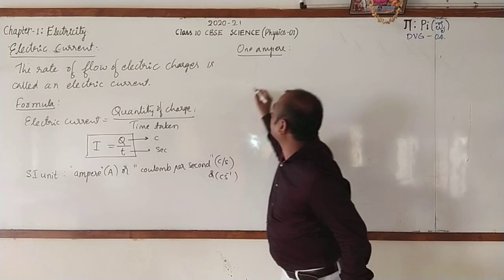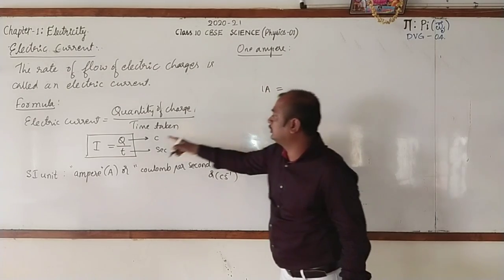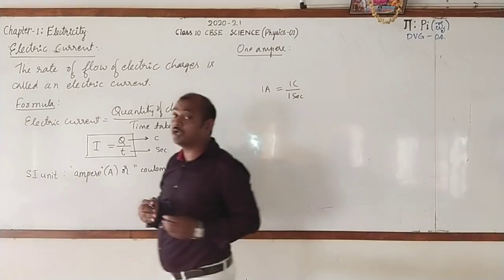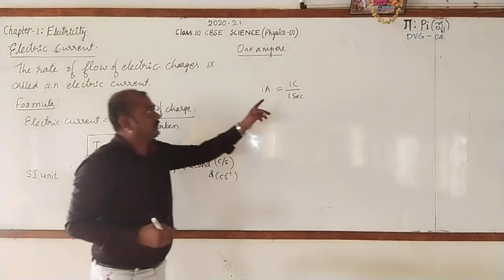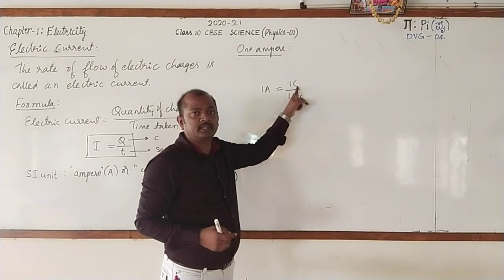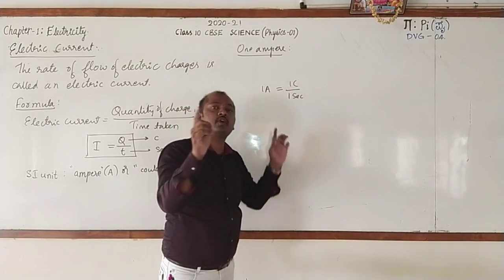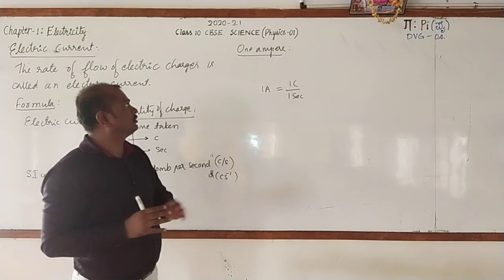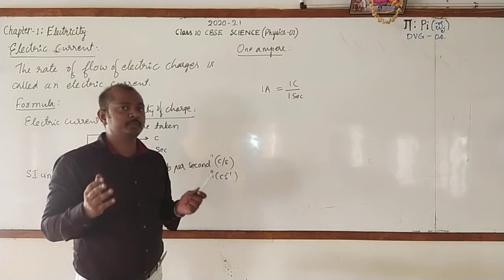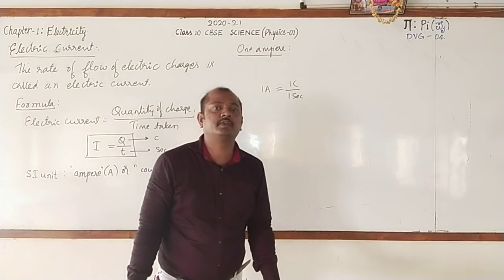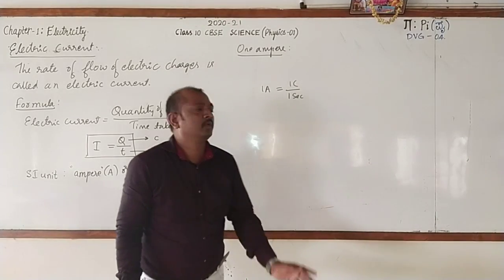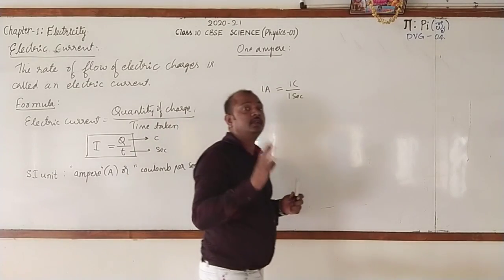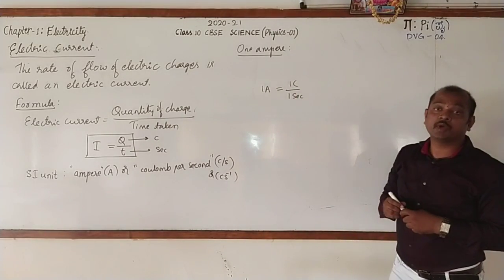1 ampere, current of 1 ampere is equal to 1 coulomb of charge by 1 second. But how to define this? When 1 coulomb of charge particles pass through any cross section of the conductor in 1 second, then the current is said to be 1 ampere. I hope that you have understood. It is also a very important definition from the examination point of view. Once I repeat, when 1 coulomb of charge particles pass through any cross section of the conductor in 1 second, then the current is said to be 1 ampere.